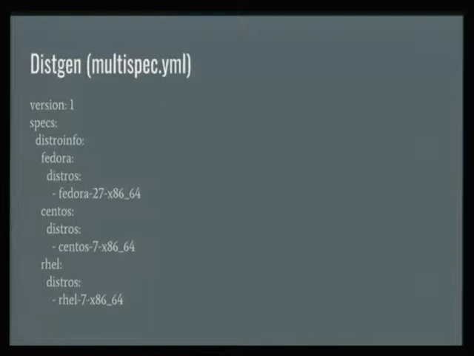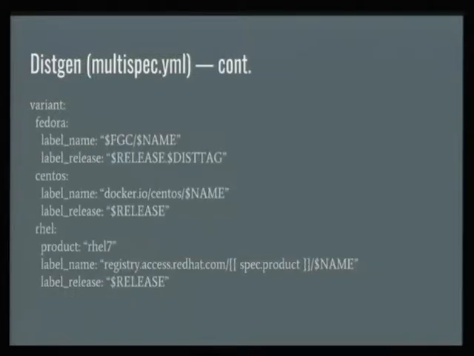Another great thing about DistGen is that it actually stores some variables for specific operating systems, because it knows that for Fedora the package manager is DNF, and for CentOS or RHEL it's YUM. So this is stored directly in DistGen, and you don't need to store this information. So yeah, this is the first part, and this is the second part where we define all these labels, or whatever else we were using.